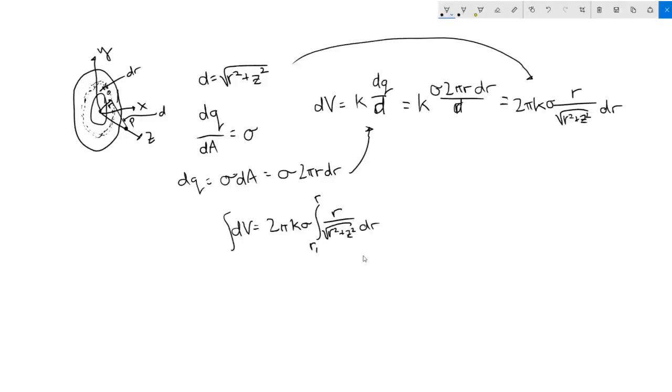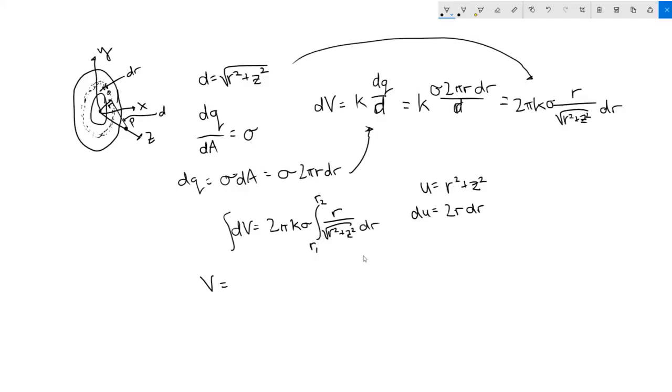Okay, and then this is just going to be the total sum of all the voltage contributions. So V will equal this. And to solve this integral, I believe you just use substitution. So it would be u equals r squared plus z squared, so that du equals 2r dr.